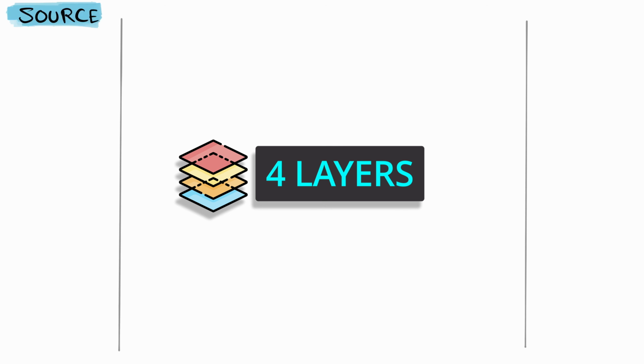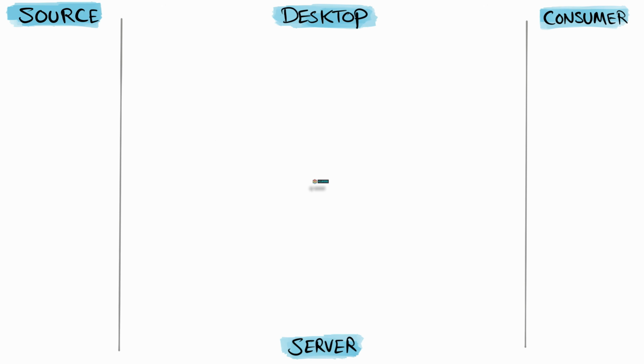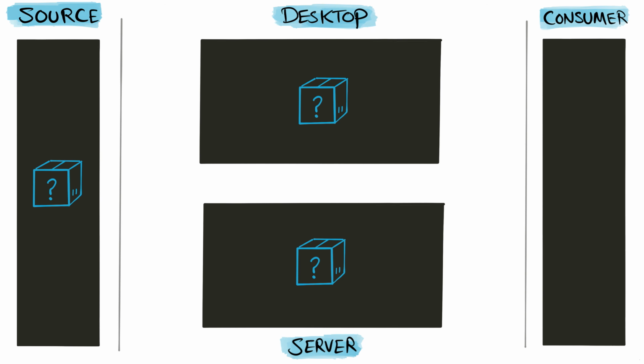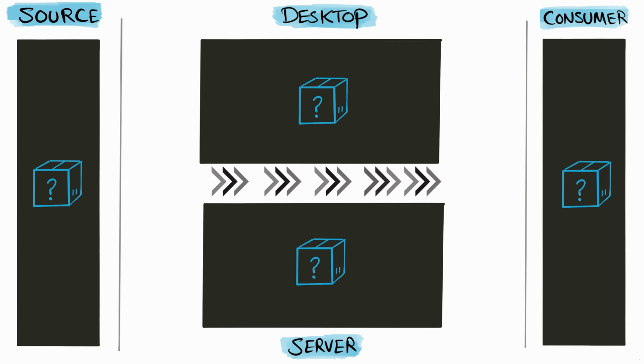The Tableau architecture contains 4 different layers: the source layer, the desktop layer, the server layer, and the consumer layer. We will start unboxing each layer one by one to understand their components, and we're gonna work with this architecture from left to right. So we will start with the source layer and we're gonna end up with the consumer layer.